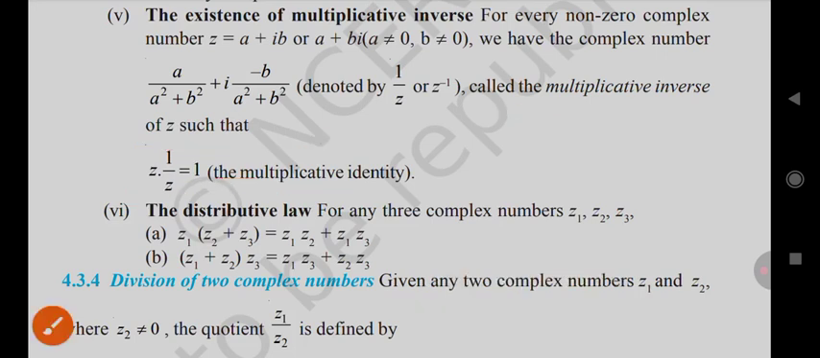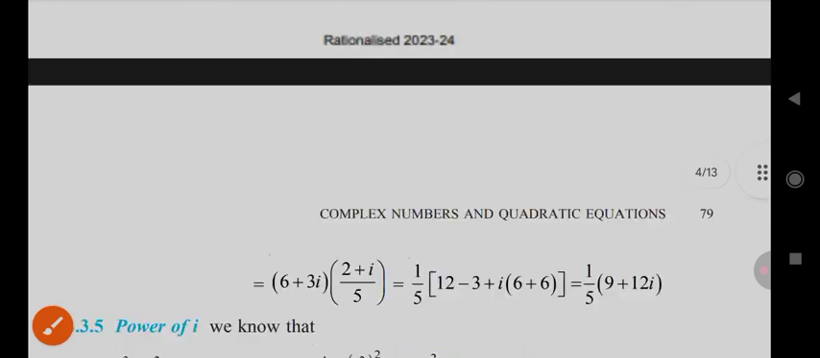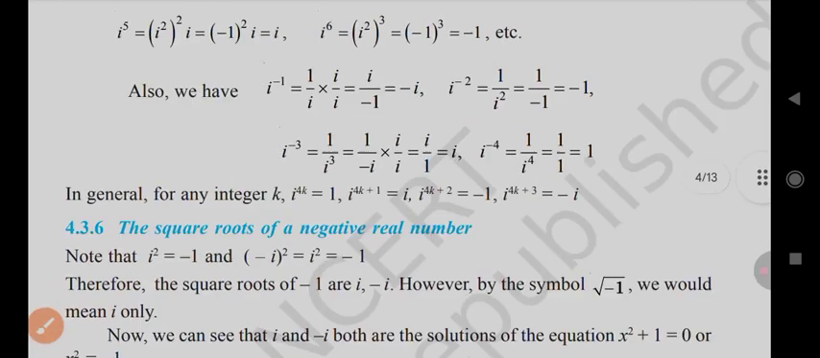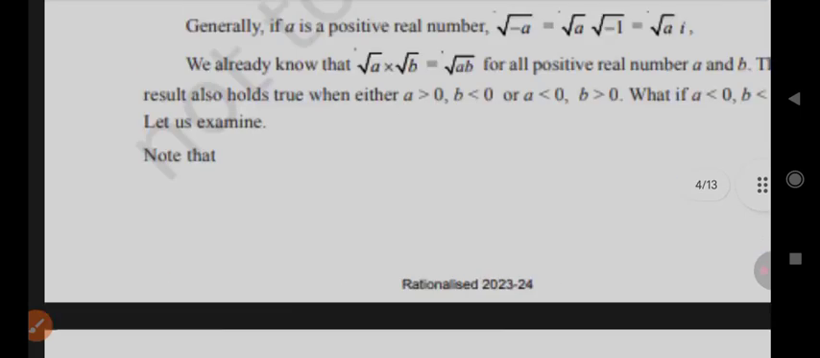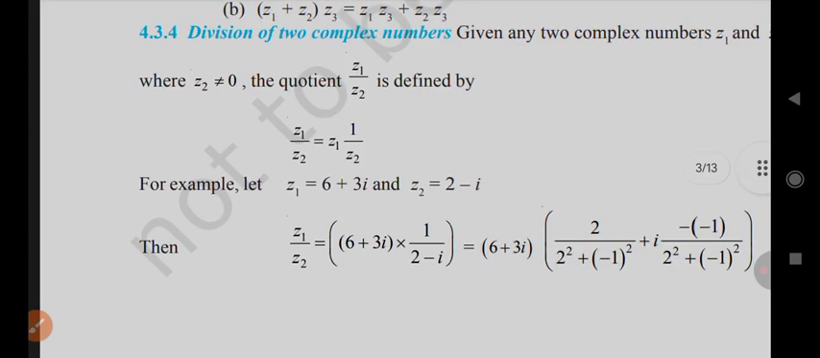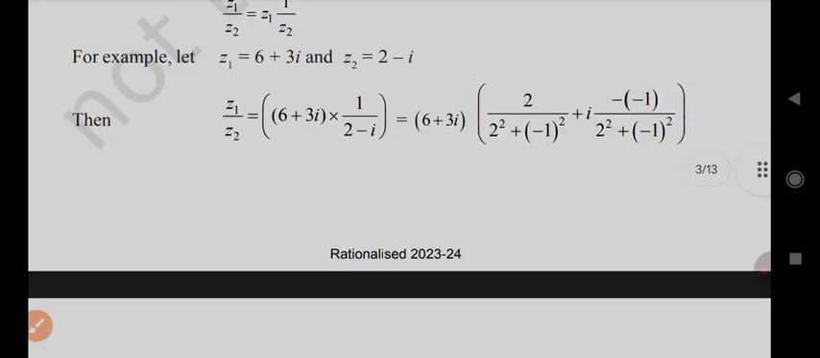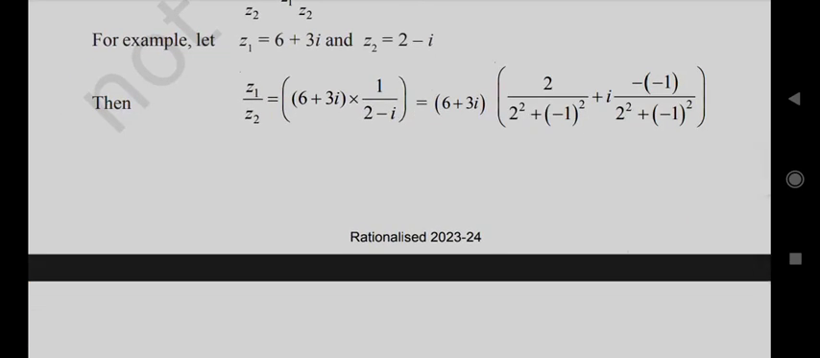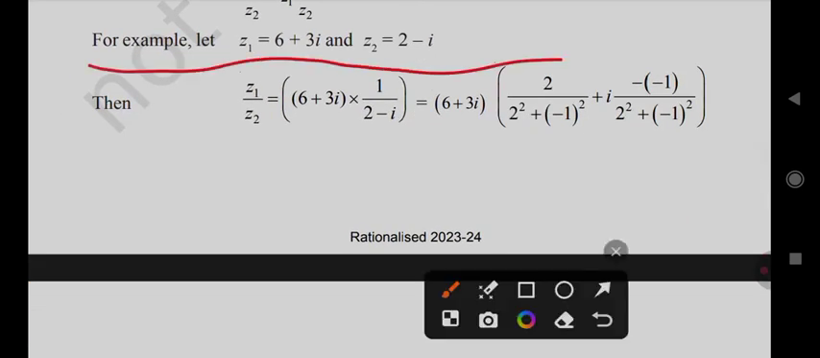Example. For example, z1 is equal to 6 plus 3i and z2 is equal to 2 minus i.